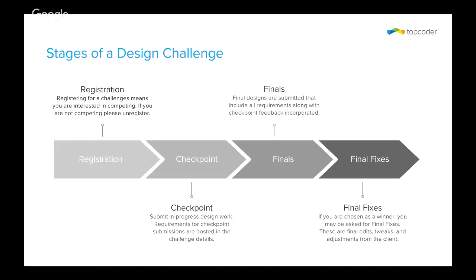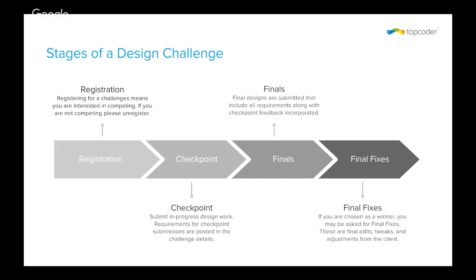And then the last phase is what we call final fixes. This is more for the winners of the challenge. There's a final phase that allows the designer to make some small tweaks and updates based on the client's final review. This could be just a color change or updating an icon or something small to bring it that much closer to the client's goal.